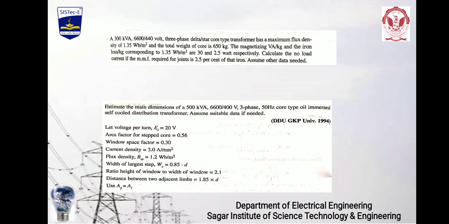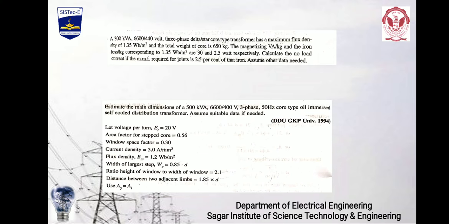The first question is: a 300 kVA, 6600/440 volt, 3 phase delta star core type transformer has a maximum flux density of 1.35 weber per meter square and the total weight of core is 650 kg. The magnetizing VA per kg and the iron loss per kg corresponding to 1.35 weber per meter square are 30 and 2.5 watt respectively. Calculate the no load current if the MMF required for joints is 2.5% of that of iron. Assume other data needed.